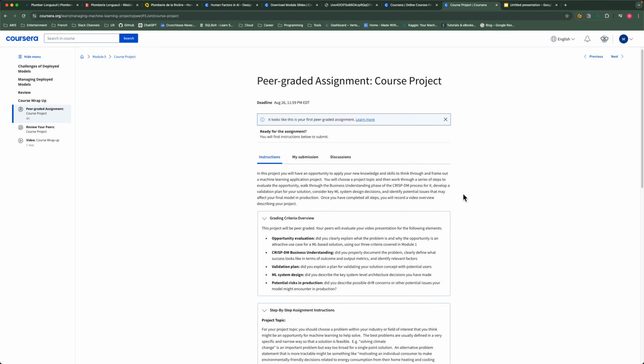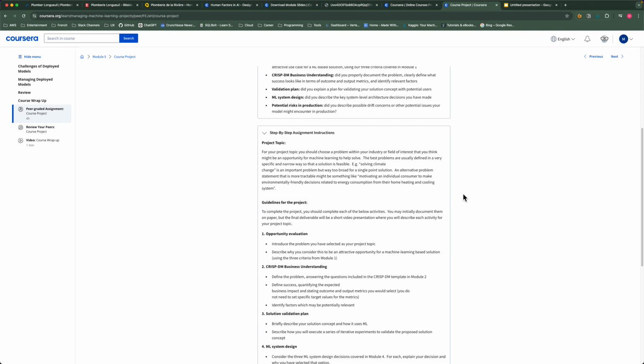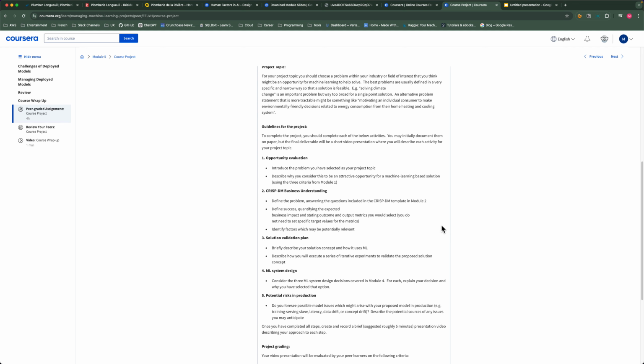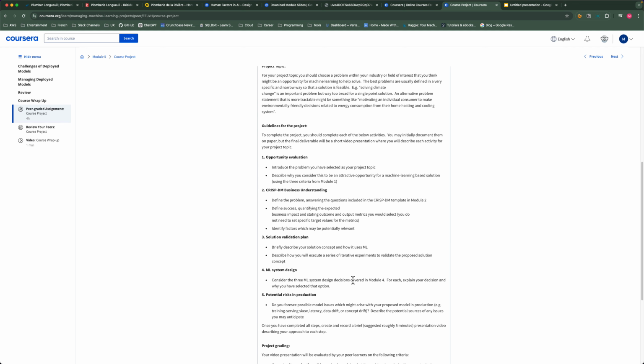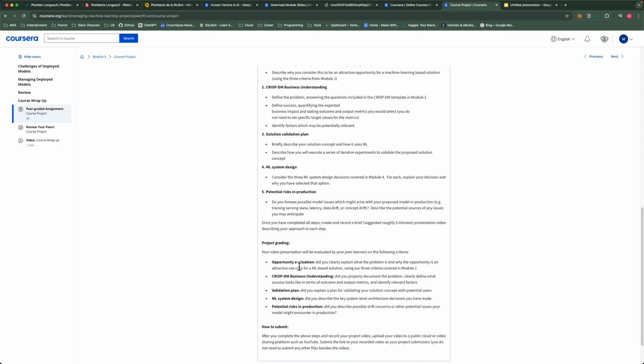I was going to take a quick moment here to go over the project itself. As you can see here, the step-by-step instructions. Choose a problem within your industry or field of interest that you think might be an opportunity for machine learning. As part of that, we're going to provide an opportunity evaluation, CRISP DM business understanding, solution validation plan, ML system design, and potential risks. And while doing so, we're going to cover all the areas: opportunity evaluation, understanding CRISP DM, validation plan, ML system design, and potential risks in production.